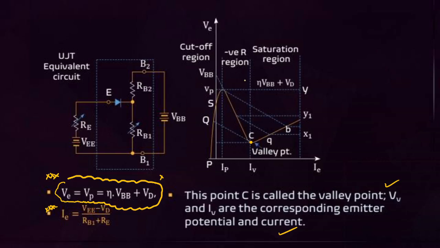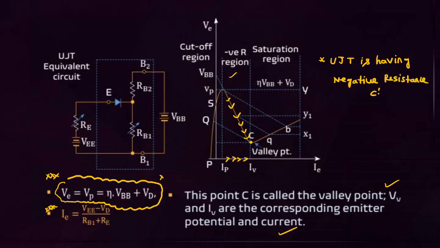Here, this region is called the negative resistance region. Why is it given this name? In this region, the current is increasing but the voltage is falling. That's why UJT has negative resistance characteristics. Important. I told you already, even the tunnel diode and the Gunn diode also have negative resistance characteristics. UJT has negative resistance characteristics.